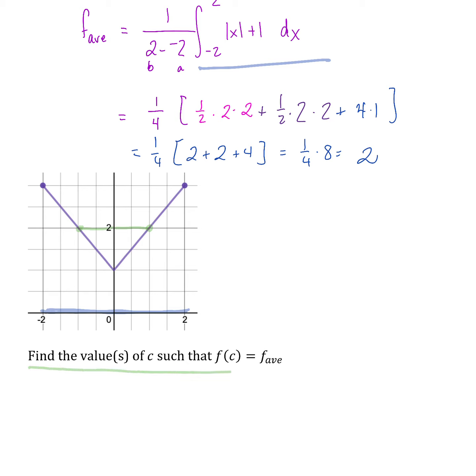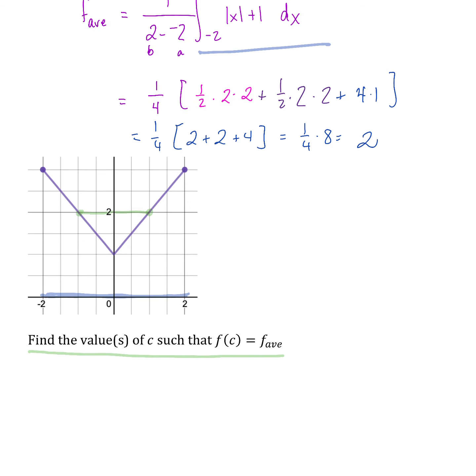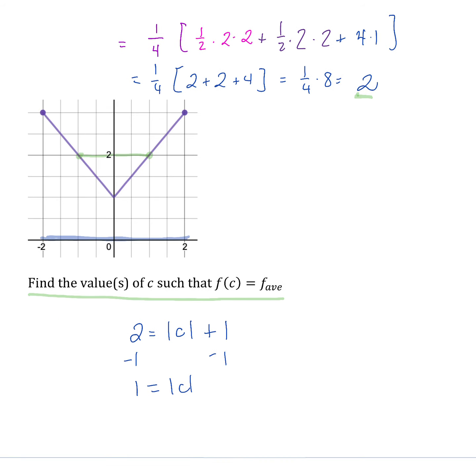So find the value c such that when we plug it in as our input, we get that average value. We know what the average value is, 2. We know what our function is. It's the absolute value of x plus 1. And sometimes instead of putting an x in there, we'll put a c in there to say we've taken that number c and plugged it into our function. If we solve this, we get 1 is equal to the absolute value of c. So that tells us that c is going to be +1 or -1, which is exactly what we could see from our picture. There are 2 places where we get that actual output.